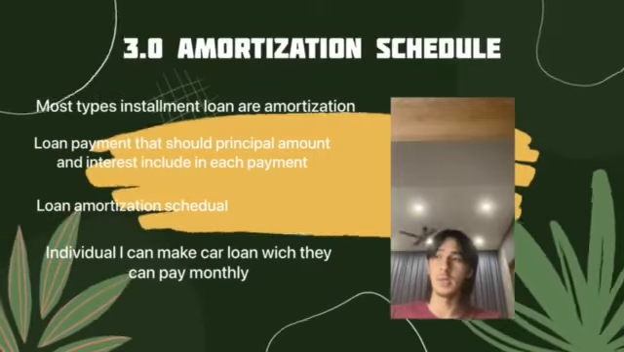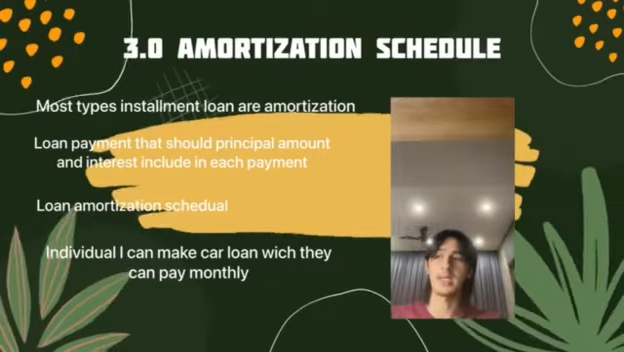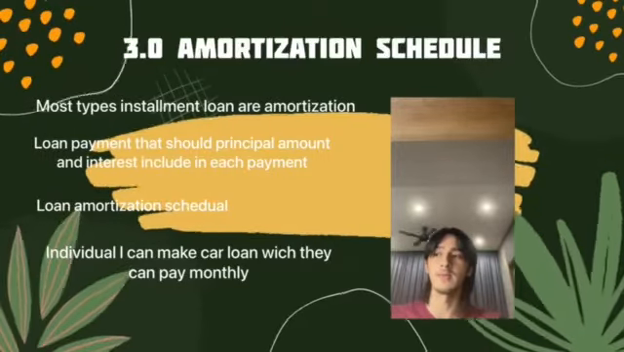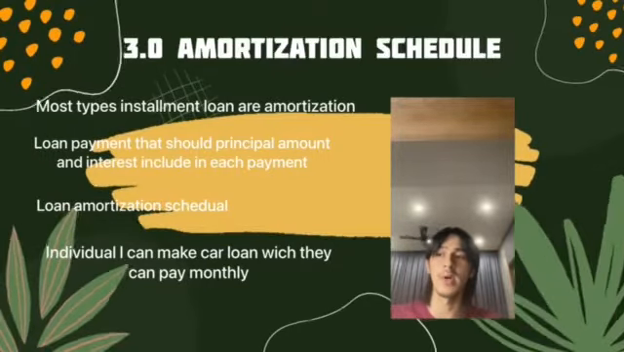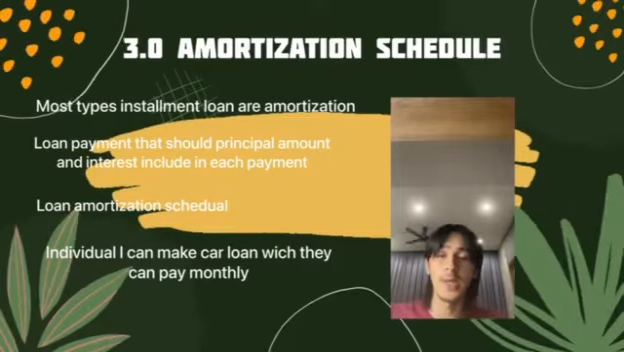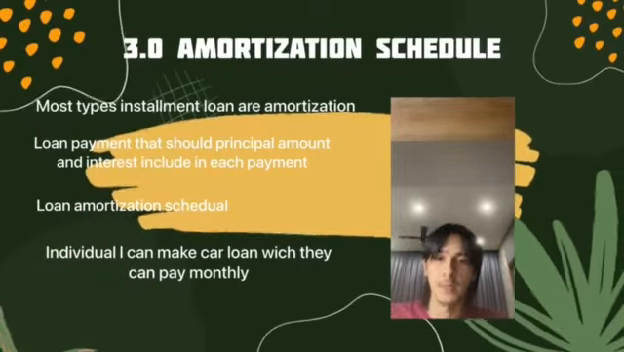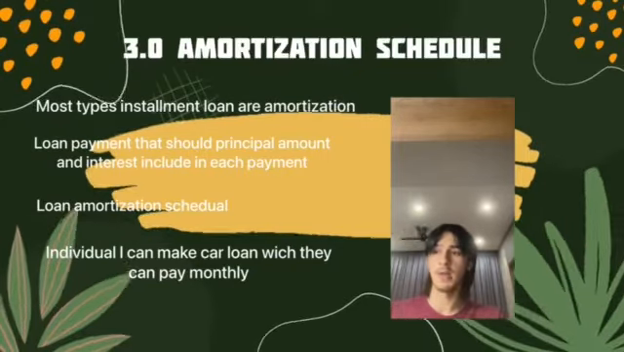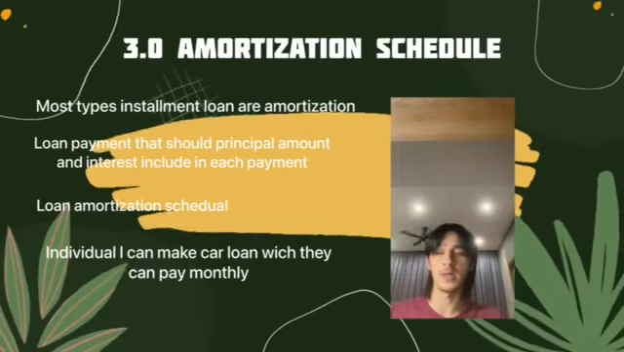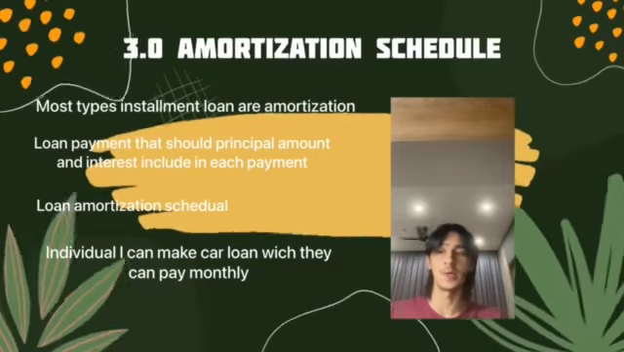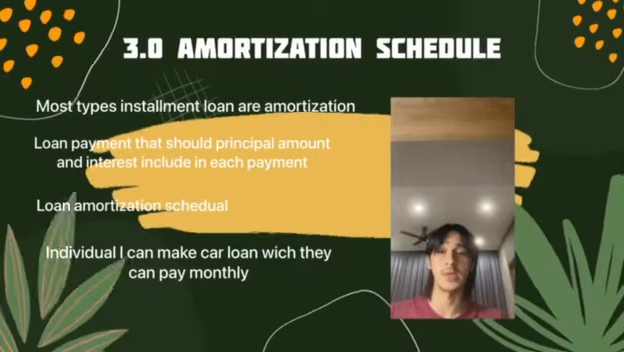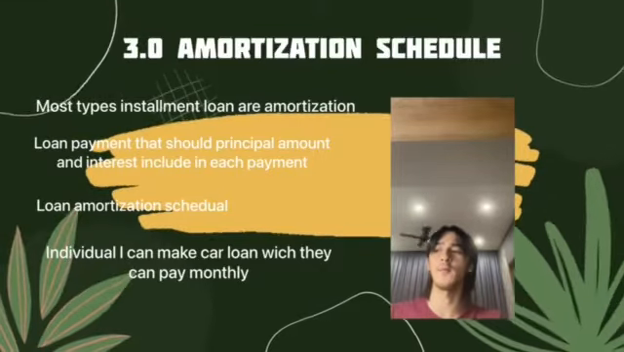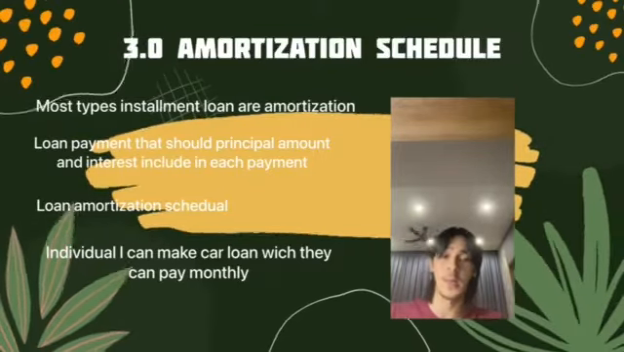Next, a loan amortization schedule. It is a complete table of periodic loan payments, showing the amount of principal and the amount of interest that comprise each payment until the loan is paid off at the end of its term. It is the record of loan payments that shows the principal amounts and the interest included in each payment. The schedule shows all the payments to keep track of what is owed and when the payment is due.